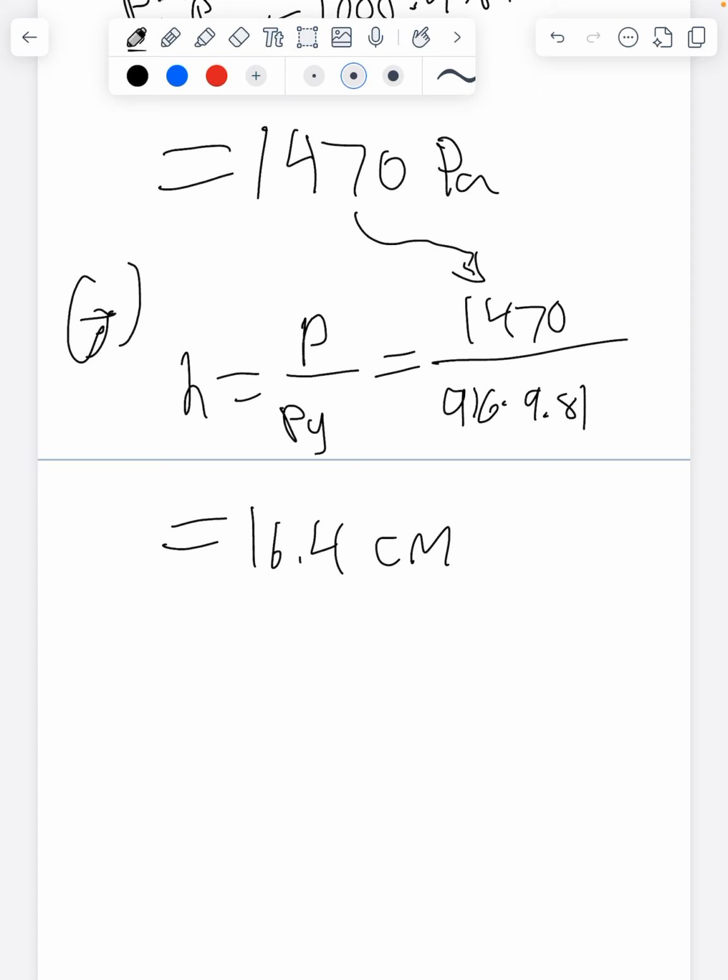I used fluid pressure principles and manometer concepts with step-by-step equations. Feel free to leave a comment if you don't agree with any of the equations or how I did this.